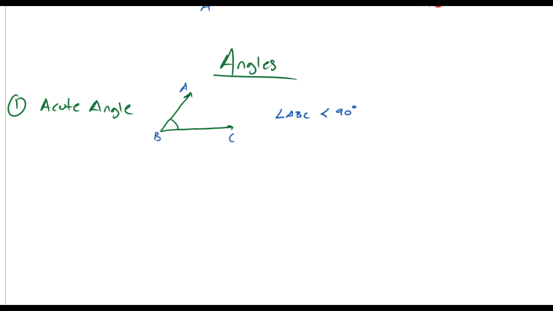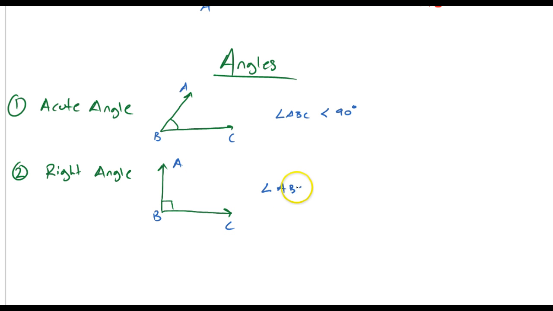The next one I want to look at is the right angle, and the right angle is a very specific one. It's when we have a 90-degree angle, when our two lines make a 90-degree angle here. Again, if we were to label this angle ABC, angle ABC would have to equal 90 degrees. So that's a right angle.